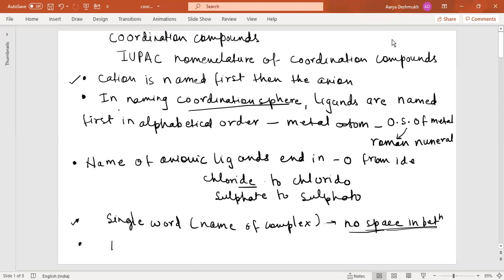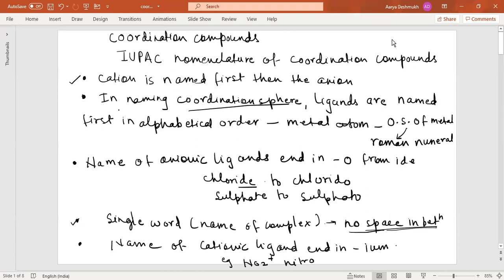Next, names of cationic ligands end in IUM. For example, NO2 plus. For this you can write nitronium. This is the nitro group actually, so you can write here nitronium. Okay, next we'll go further.